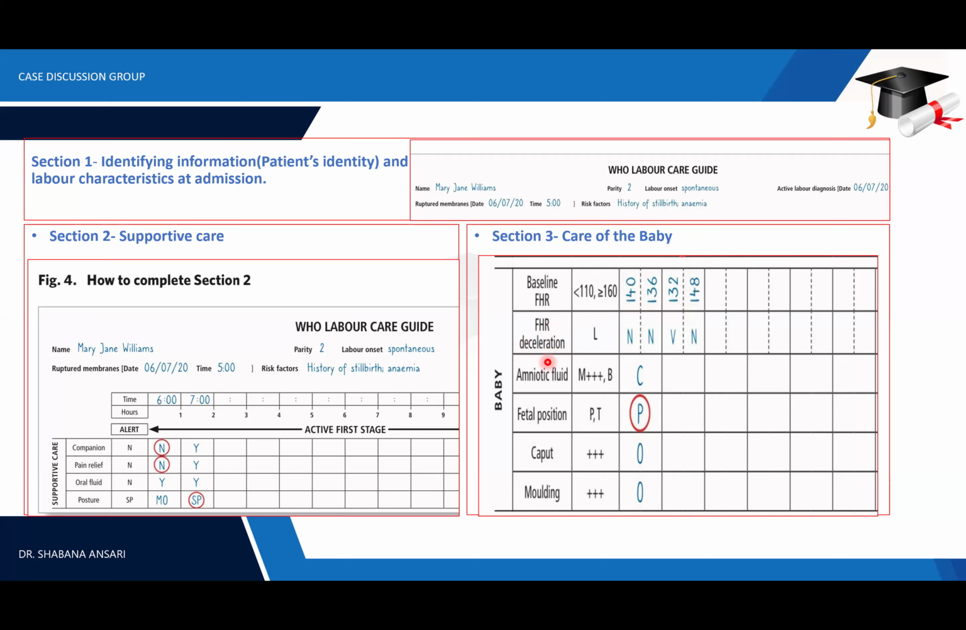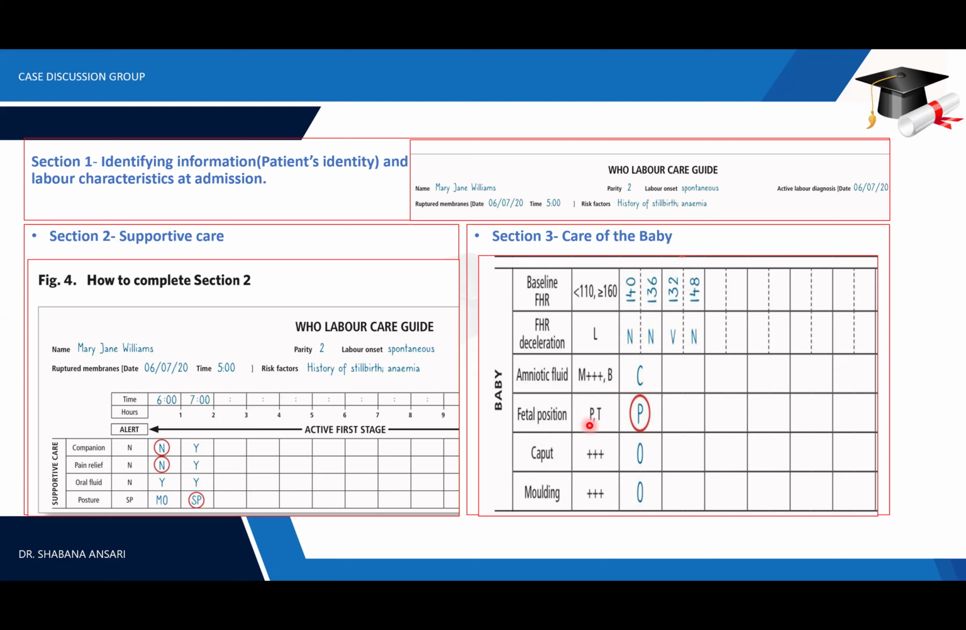Fetal heart rate deceleration. So we know there are 3 types of deceleration: early, variable, and late. If it is late deceleration, this will be an alert. And if there is no deceleration, it is N. V is variable deceleration. Amniotic fluid, we will see if the membrane has been ruptured, then if it is 3 plus meconium stained or blood stained, it's going to be an alert. If it is clear liquor, we will mention C, it is not an alert.